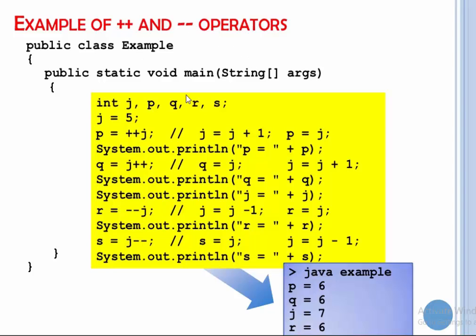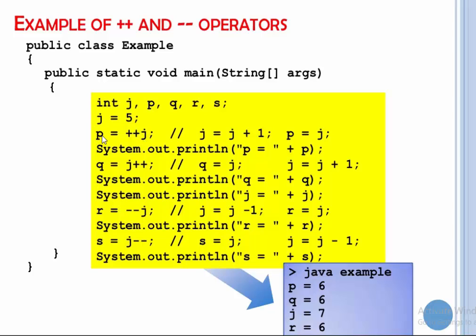This is an example for using the increment and decrement operator. See here, I am creating a class called example, and this is the only class for our program. I am creating a main method, and in the main method I am declaring variables j, p, q, r and s. These are local variables of the main function, and I am assigning the value of j as 5.